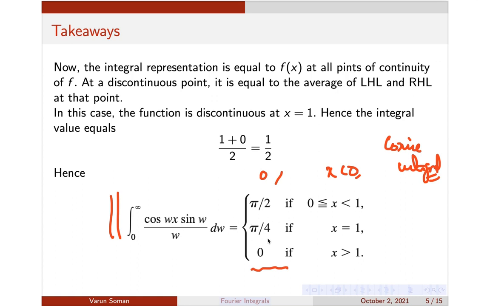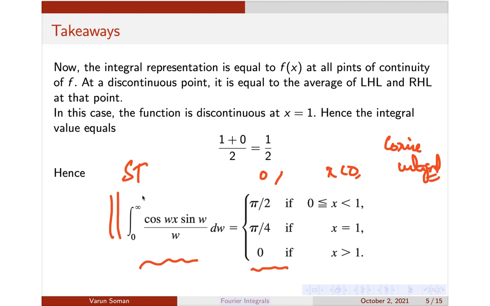If you are given a question like this, show that the integral of cos omega x sin omega by omega d omega is equal to pi by 2 if 0 is less than or equal to x less than 1, pi by 4 if x is equal to 1, 0 if x is greater than 1, and so on. If you are asked to show it like that, you can take your f of x as this, and then find the Fourier integral of that function, and you will obtain this result. So this question can also be asked in the reverse process. Two types of questions can be addressed in the same manner in this question.